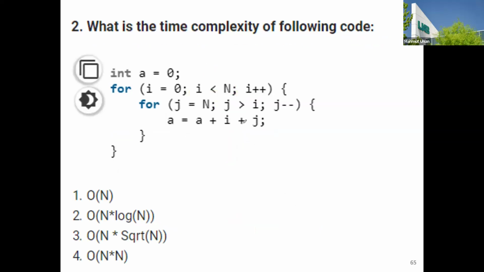Or here, I have the nested loop, right? This one is going to run n times. How many times is this one going to run? Starting from n, it goes all the way until the i value can be 0. So this one is going to run n times too. N times n is going to give me n squared. Again, focus on the worst case time.